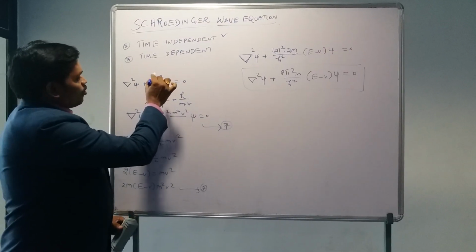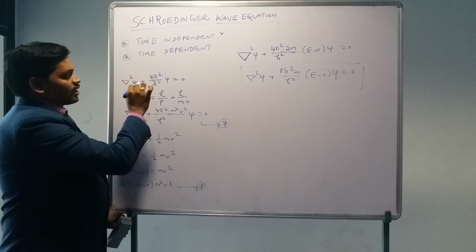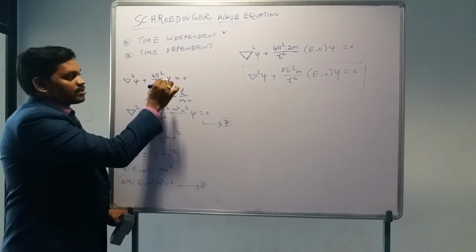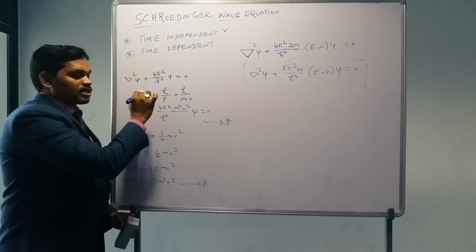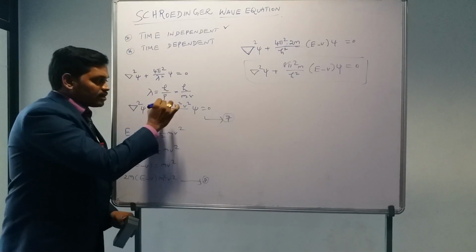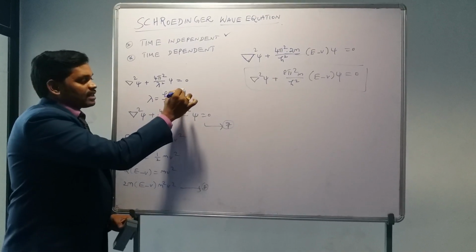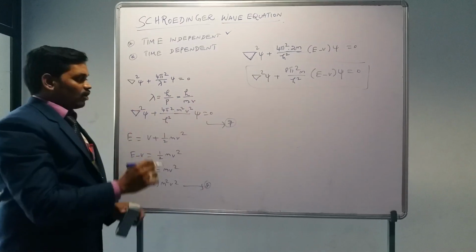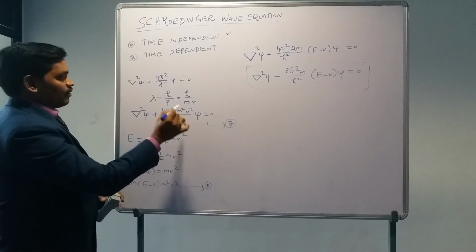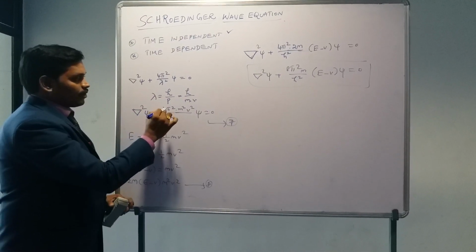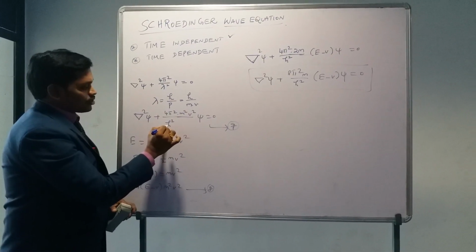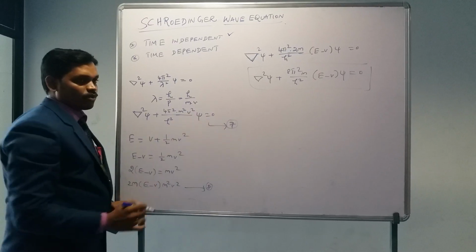Substituting this value, we get del square psi plus 4 pi square by lambda square into psi equal to 0. According to the de Broglie wavelength equation, lambda is equal to h by p, where p is momentum, so we can write this as h by m v. Substituting the lambda value, we get del square psi plus 4 pi square m square v square by h square into psi equal to 0.